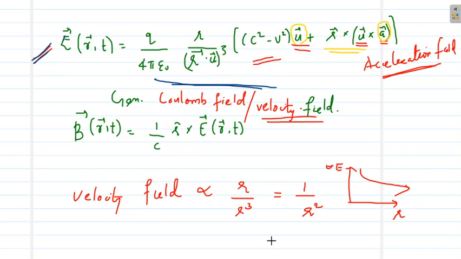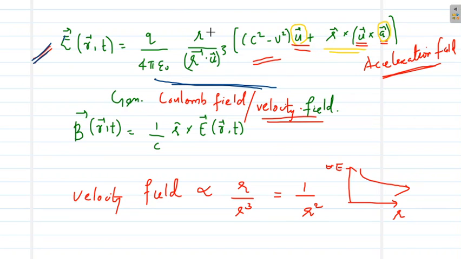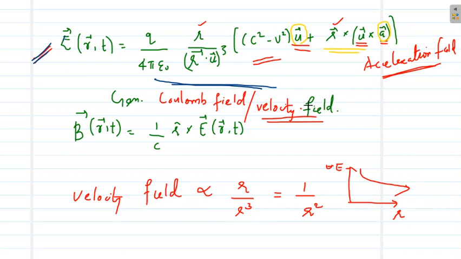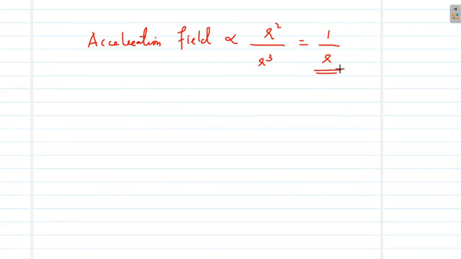Now coming to the acceleration field, in the numerator we have r into r, and in the denominator we have r cube. So what is the dependence of the acceleration field on r? The acceleration field will depend on r like r square by r cube, which is equal to 1 by r. So the acceleration field will not fall as fast as the velocity field. It will have a gradual decline. It falls off like 1 by r.